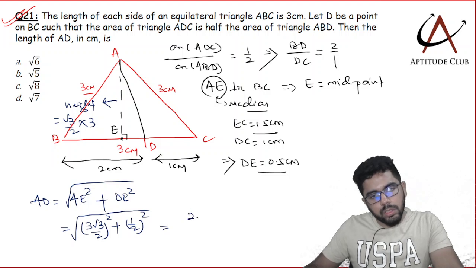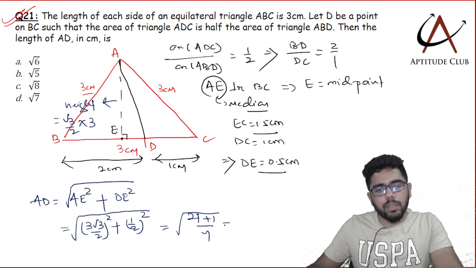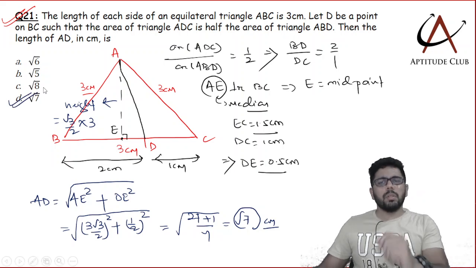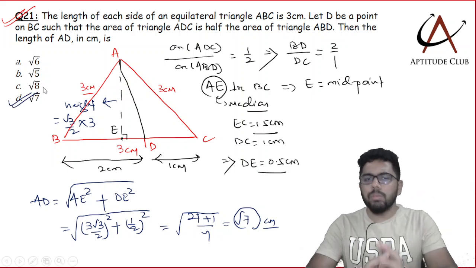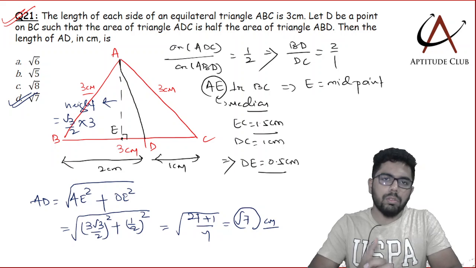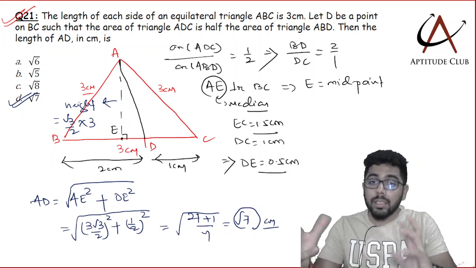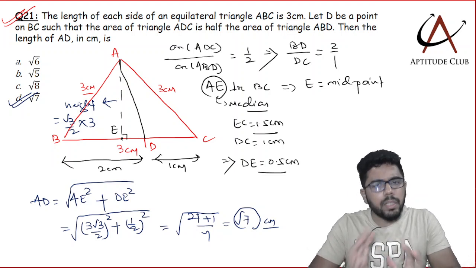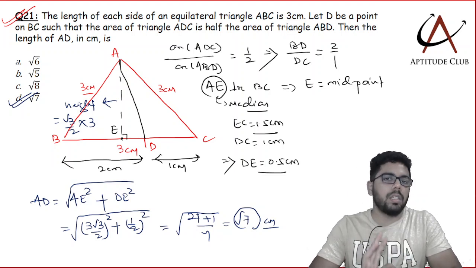So (3√3)² is 27 plus (1/4)². So if you solve this, we are getting it as √7 centimeter. Simple question on Pythagoras, nothing else. No complicated logic is used, no rare theorem or something which we don't know. वैसे भी कुछ use नहीं हुआ. Simple Pythagoras theorem and we can solve this very easily.